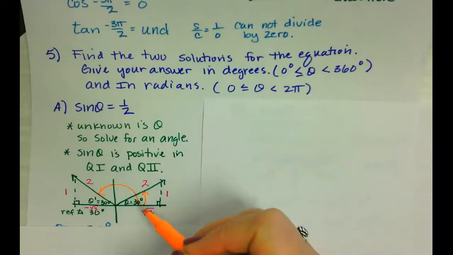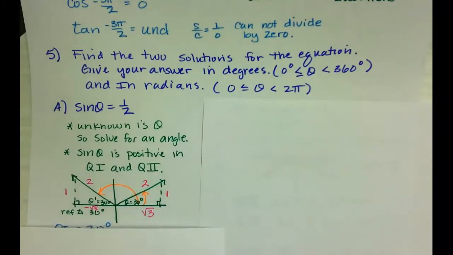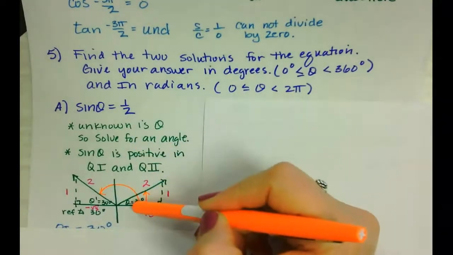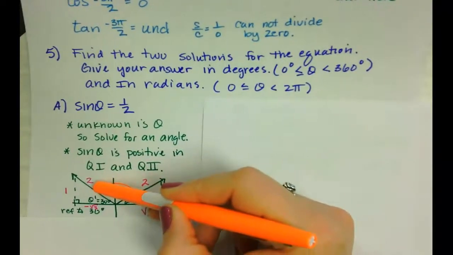All right. So once we do that, we've got this triangle over here, and we have this triangle over here. So in quadrant 1, we're talking about the angle that goes from here to here. In quadrant 2, we're talking about the angle that goes from here all the way around to here.